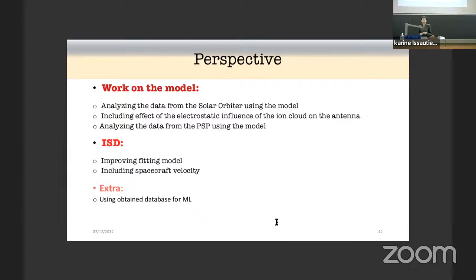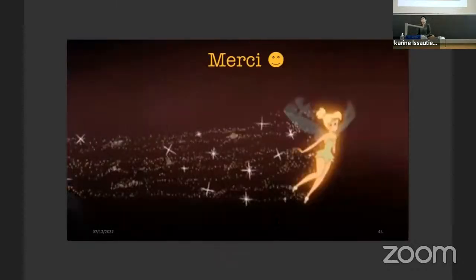Also, I didn't use the spacecraft velocity, and it would be interesting because it definitely depends on the spacecraft velocity. So maybe we can also take it into consideration. And an extra thing that can be interesting to do: we have two really huge databases of dust, one from STEREO A and B, and one from Wind. Maybe they can be used together to make a machine learning routine that will help us in the future to distinguish dust easily from other probes. Thank you.